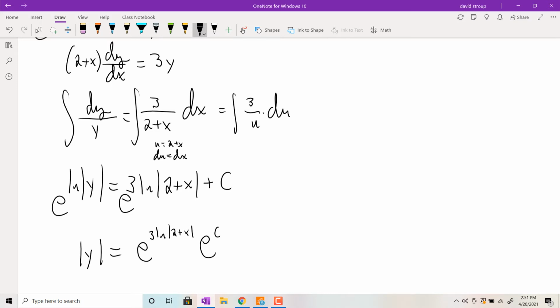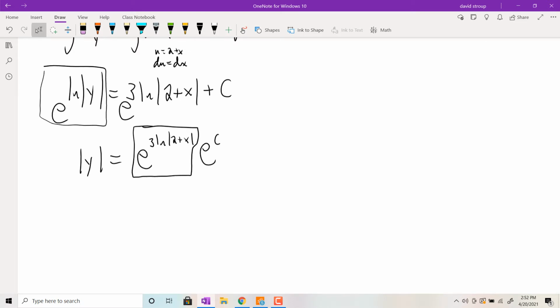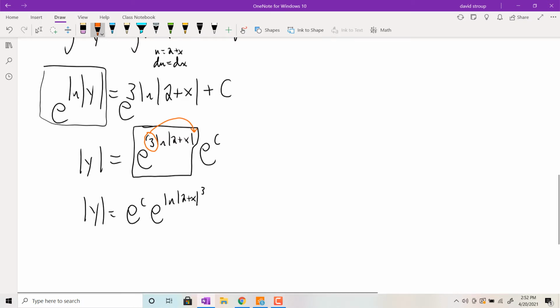You could split that up using the power rules of exponents, the product rule. Basically, e to the x plus y is equal to e to the x times e to the y. I can't simplify this term like I did the other one. You need to have this 3 out of the way. So to get it out of the way, you use the power rule and put it as an exponent into the exponent. So you have the absolute value of y equals e to the c first, and then e to the ln of the absolute value of 2 plus x, cubed. Now that the 3 is out of the way, you can simplify it like we did before.